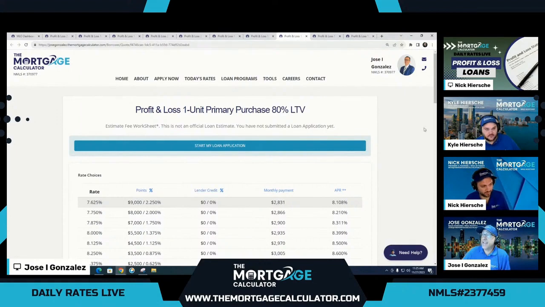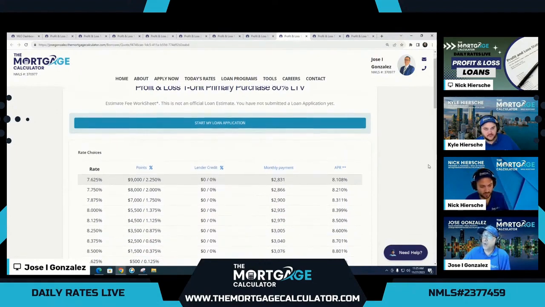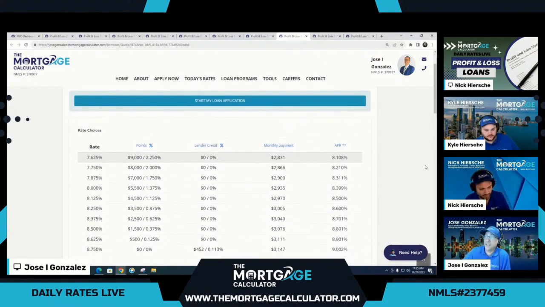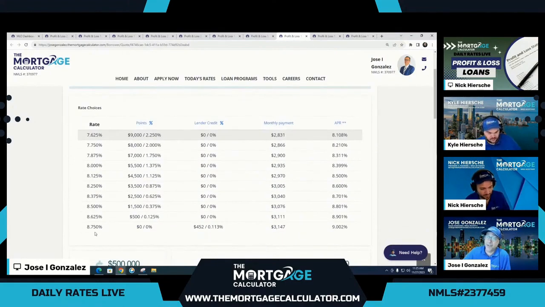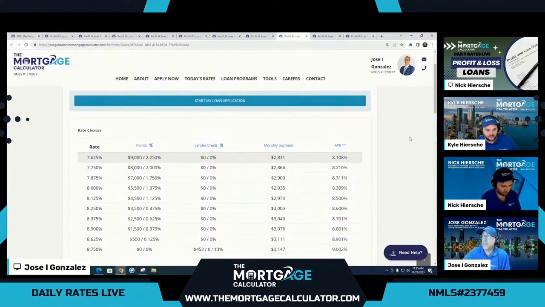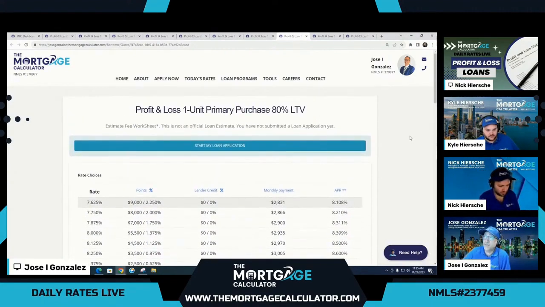And now our 80%. Now you see 8.75 gives us a little bit of a lender credit, and you can buy that down to 7.625. So it's always good to give the borrower many options so they can consider.